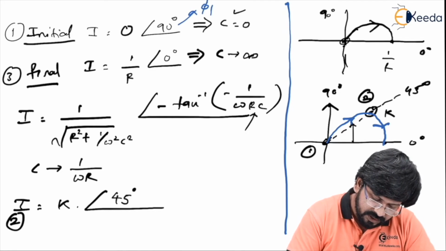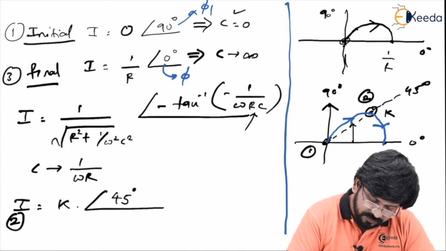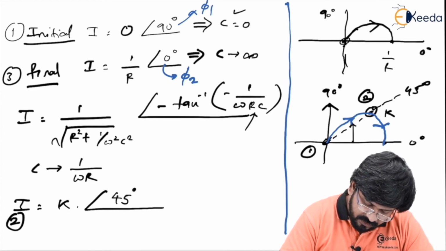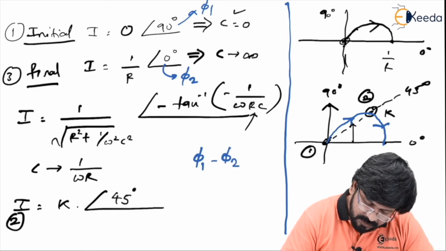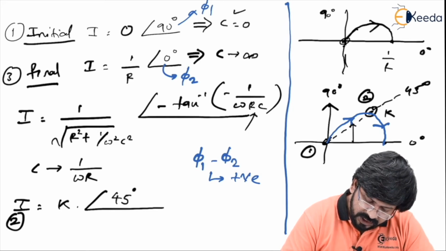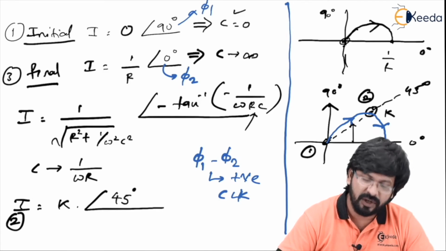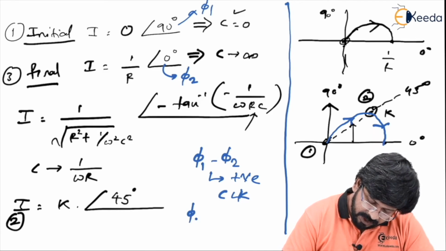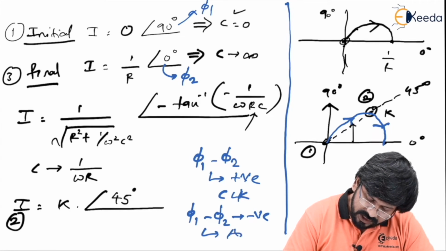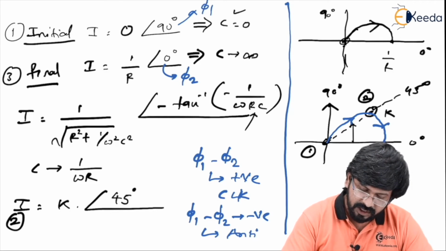Let's say the initial value is phi1, and the final value is phi2. If phi1 minus phi2 comes out to be positive, always follow the clockwise direction. I'll tell you what is exactly meant by clockwise direction. And if phi1 minus phi2 comes out to be negative, go for the anti-clockwise direction. What I meant, I'll explain.